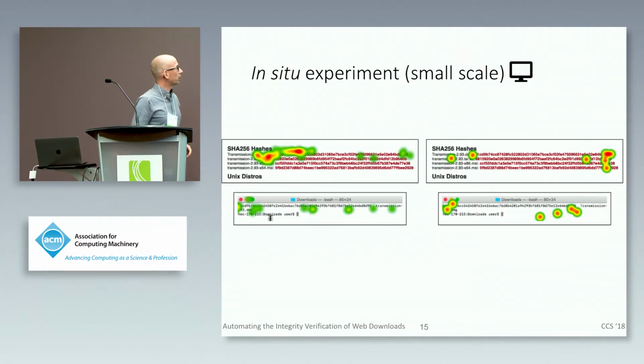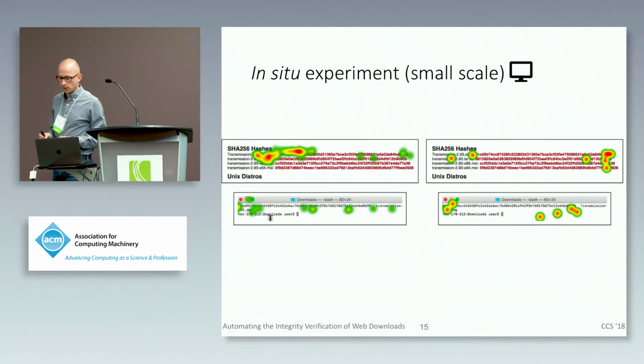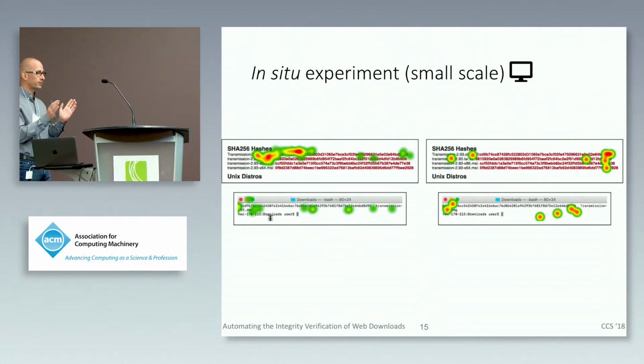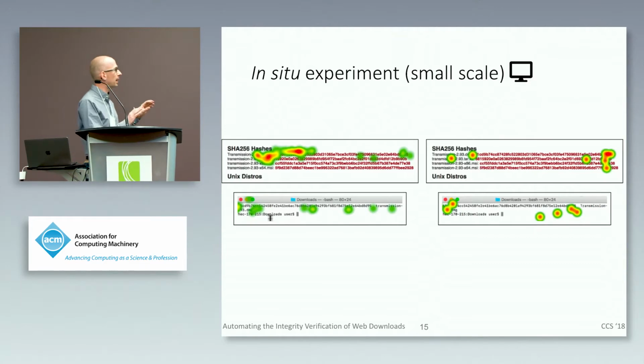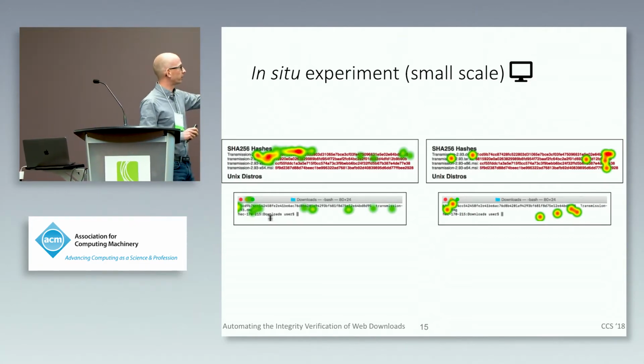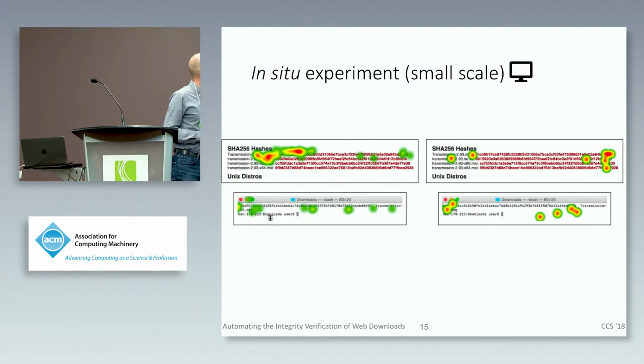So the results of the eye tracking are something like that. The eye tracking software allows us to select a time interval and to get a heat map of user attention on the different portions of the screen. What we can see on the left here is the case of a successful verification. This was for transmission.